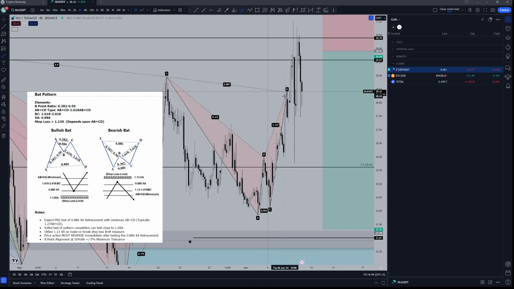So what you need to do in this case is see if price starts consolidating like this inside of the D zone. And if that happens, that's the moment when you can take an actual position based upon it.